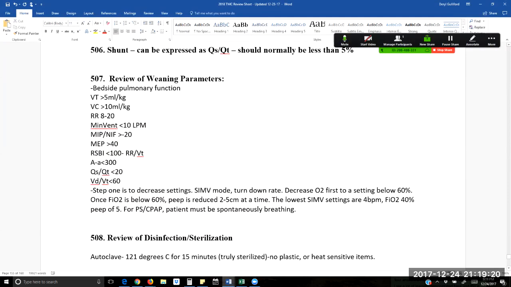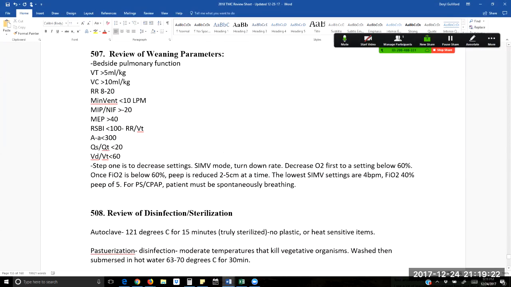And then here's just a little summary of the weaning parameters. I think that you probably know those by now. Tidal volume greater than 5, vital capacity greater than 10, respiratory rate less than 20, minute ventilation less than 10, MIP greater than minus 20, MEP greater than 40, RSBI less than 100. A lot of people say 105 on that, so I think I'll make that small change. A gradient less than 300, QS/QT less than 20, and VD/VT less than 60.